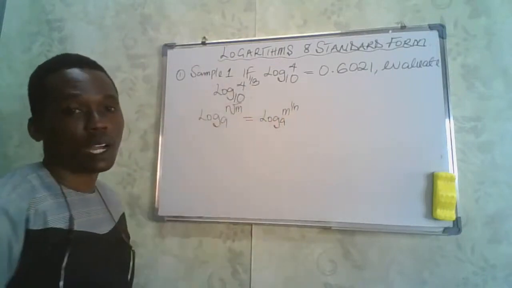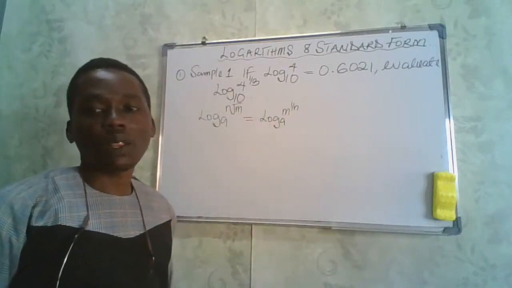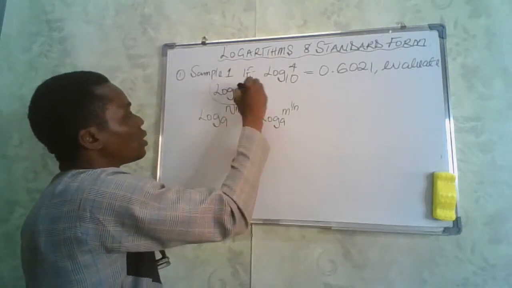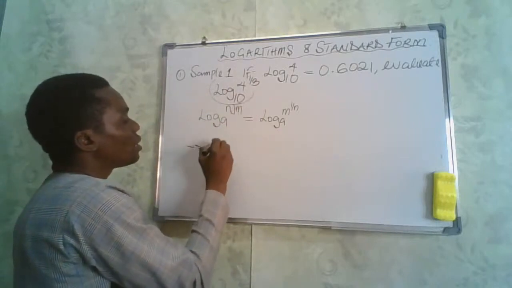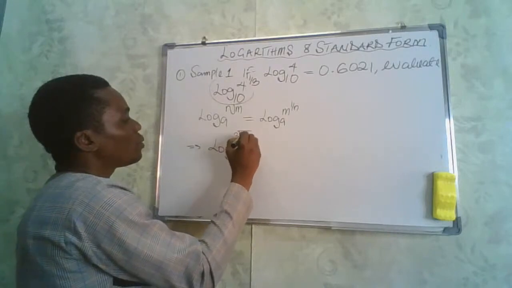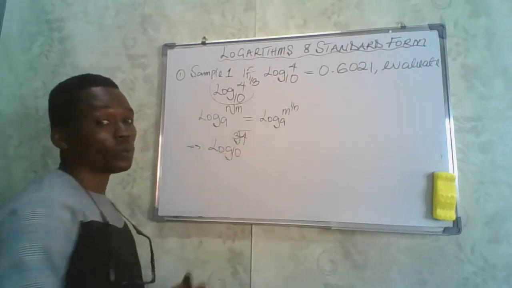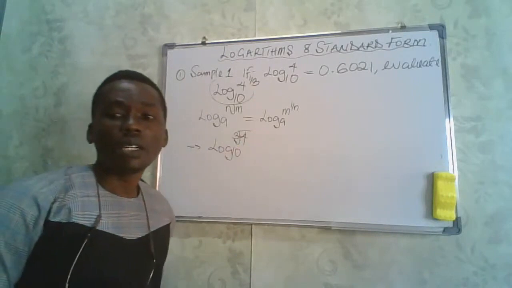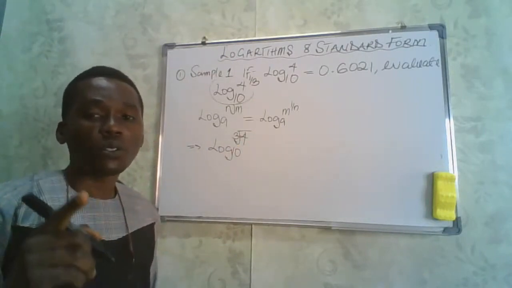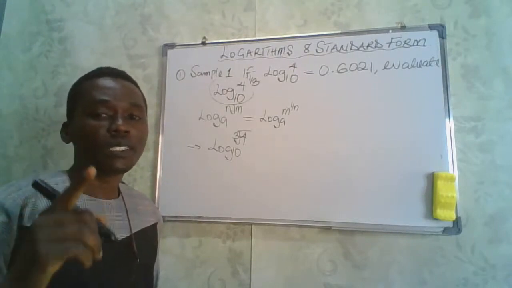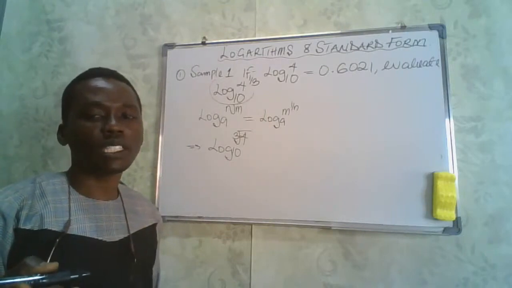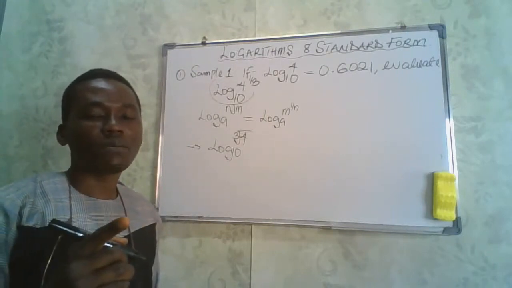That's exactly what you have here. So if you look at that logarithm very well, you'll come to see that this whole thing can be written as log of cube root of 4 to base 10. And remember that the question says log of 4 to base 10 is equal to 0.6021. So how do we isolate that? I want you to look at that very well.